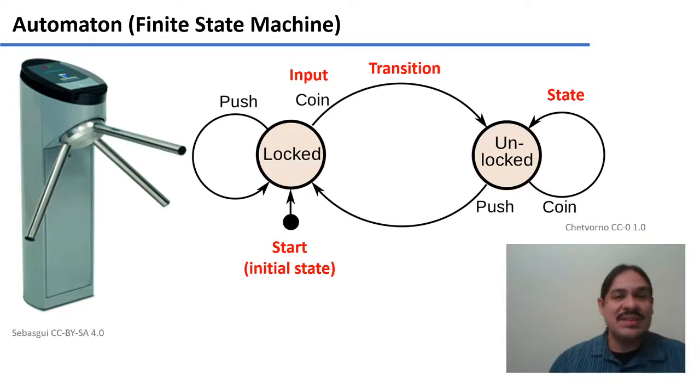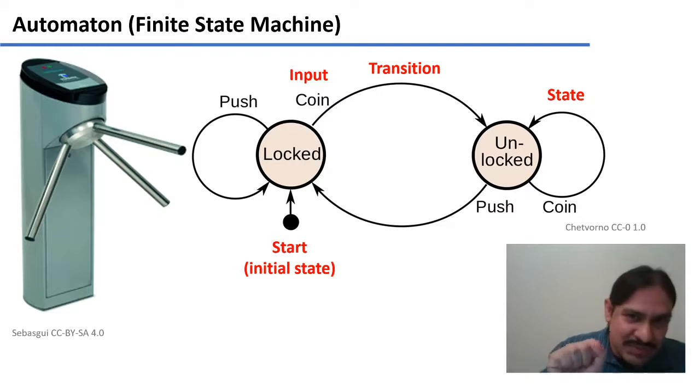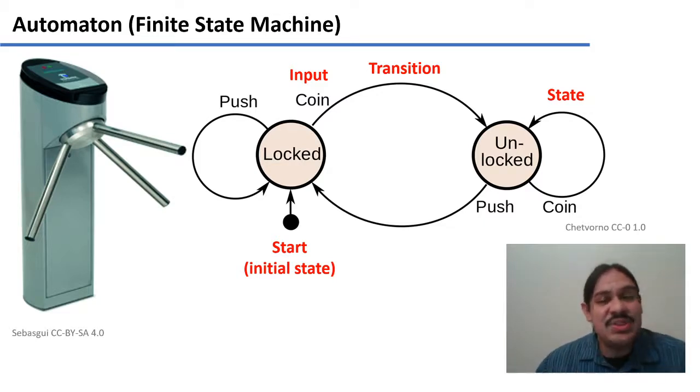It has two inputs, put in a coin or push, and it has different transitions. The transition from locked to unlocked, which happens with the input coin. The transition from locked to locked, which happens with the input push. The transition from unlocked to unlocked, which happens with the input coin. And the transition from unlocked to locked, which happens with the input push. So again, this finite state machine has states, locked and unlocked. It has inputs, coin and push, and it has transitions in between the states.